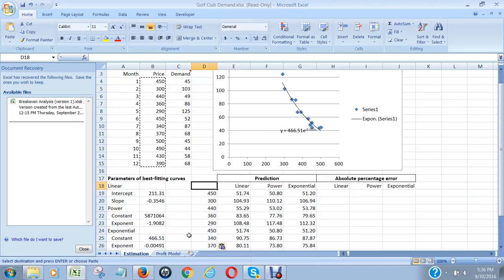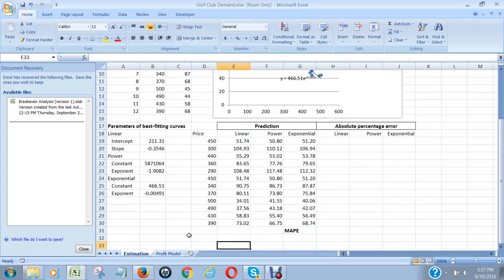Although this isn't what they do in the book, just so you can see it. What we're saying is at this price, the linear equation says we should sell 51.74 units, the power says we should sell 50.8, and the exponential says we should sell 51.2 based on this particular price. The question is, which one of these predictions is the most accurate across this full data set right here? Well, to do that, you need to calculate the absolute percentage error.